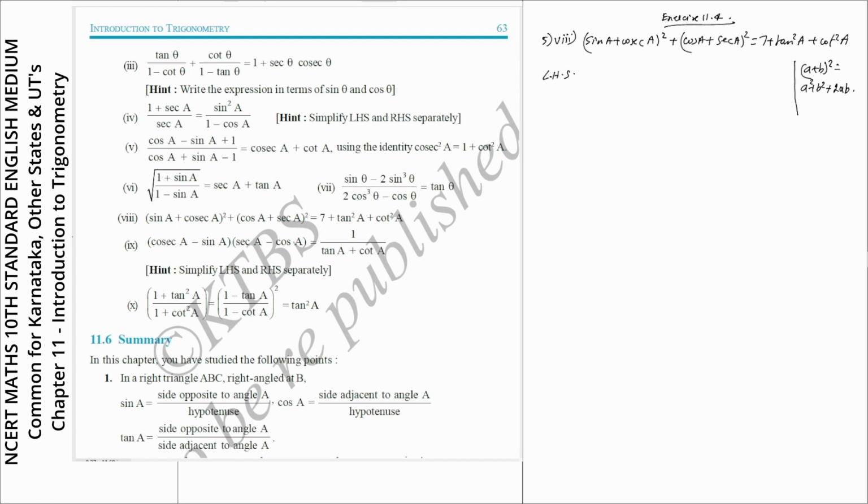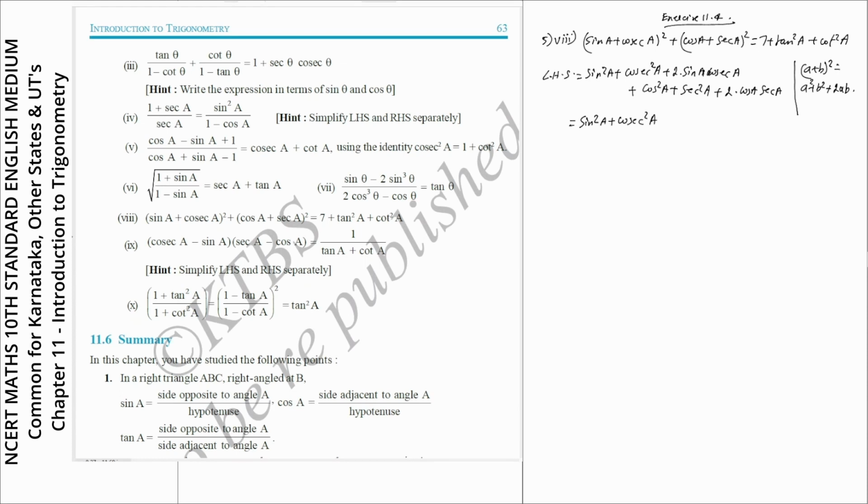So sin a plus cosecant a the whole square is equal to sin square a plus cosecant square a plus 2 into sin a cosecant a, plus, now cos a plus secant a the whole square is cos square a plus secant square a plus 2 into cos a secant a I will get. So this is equal to sin square a plus cosecant square a.